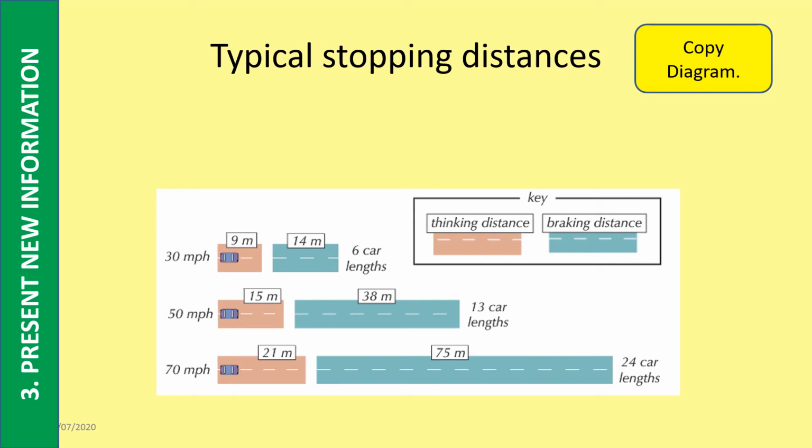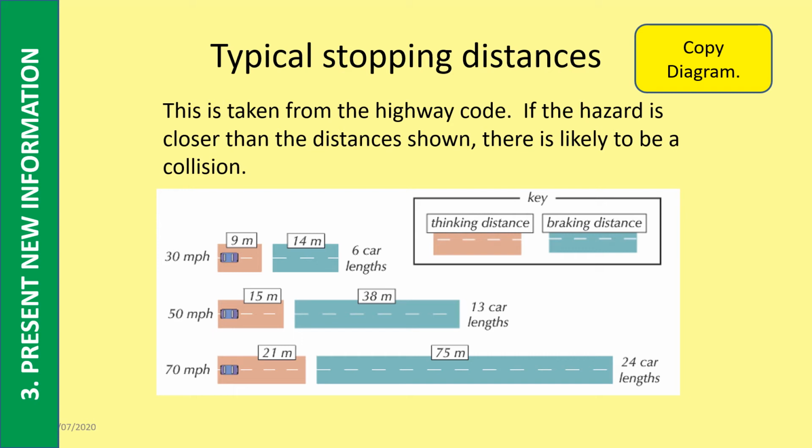For your exam, you need to be able to estimate typical stopping distances for a family car. So from the highway code, here are some stopping distances for 3 common speeds: 30 miles an hour, 50 miles an hour, 70 miles an hour. You should notice that as the speed increases, the total stopping distance increases. And you should also notice that as the speed increases, the part of the stopping distance that increases most is the braking distance. And we'll come back to that and discuss that in our next lesson.